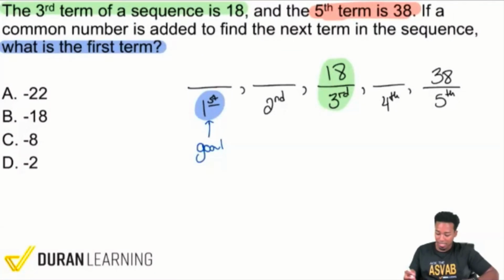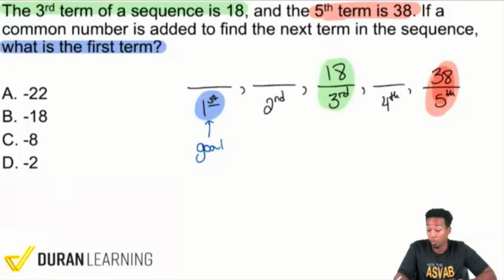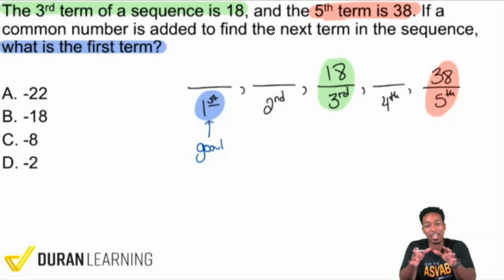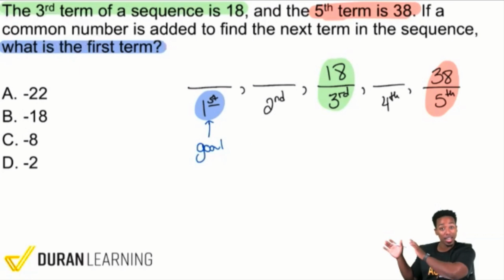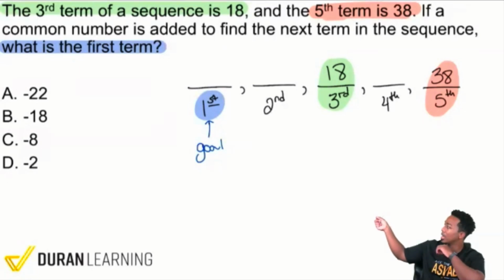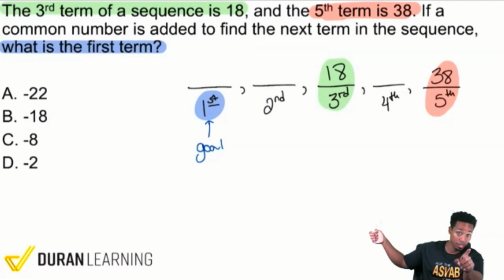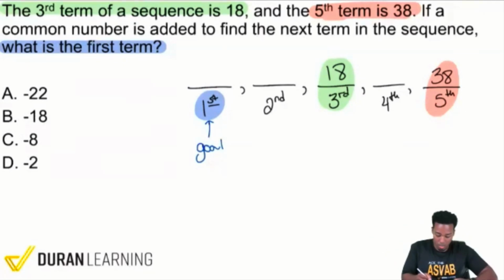Now, at this point, is anybody looking at this saying, sweet baby Jesus, what are we doing? How are we supposed to get from 18 or 38 to anything? It's okay. Because if this is where you got confused, that's a good thing. Because obviously, if you haven't seen this yet, it's okay. But it's a matter of, okay, how do we present ourselves with different situations, but still come out with a correct answer? Here's how. It reads, if a common number is added to find the next term in the sequence, what is the first term?